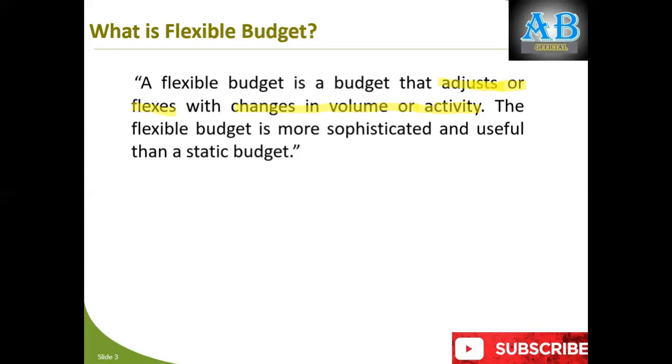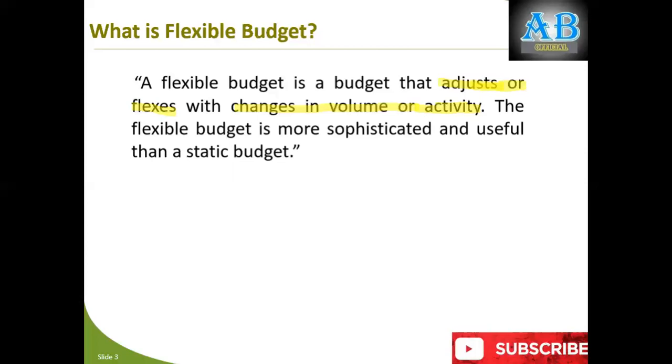For instance, right now you are preparing your budgeted income statement, and over there you are expecting that you will sell 10,000 units of product in the next accounting period. Now, by having flexible budget, if you are going to change your activity level from 10,000 units to 12,000 units or 8,000 units, your budget figures will change.